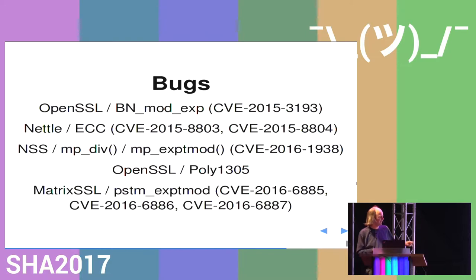And in Matrix SSL, and here with the Matrix SSL bugs, I very much suspect that some of the keys Florian Weimer was able to extract from devices were due to this bug. So this kind of shows that you can also use fuzzing to find completely different classes of bugs.